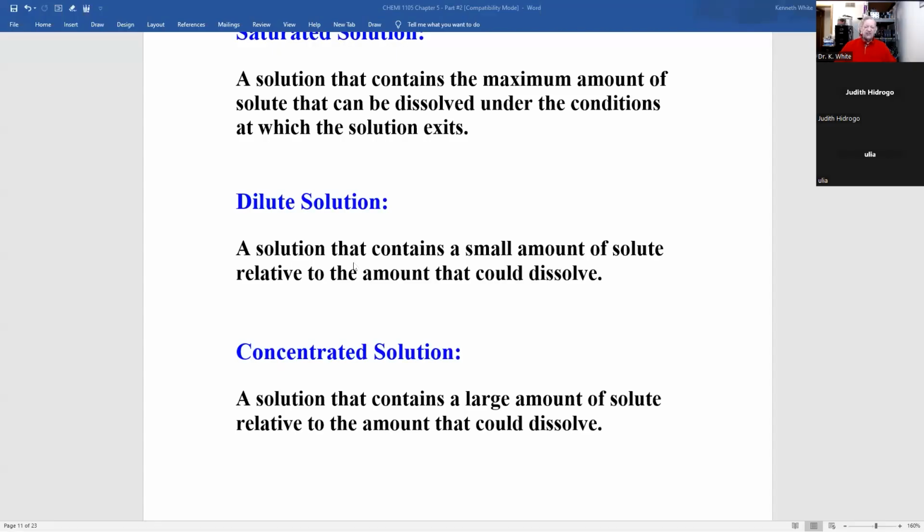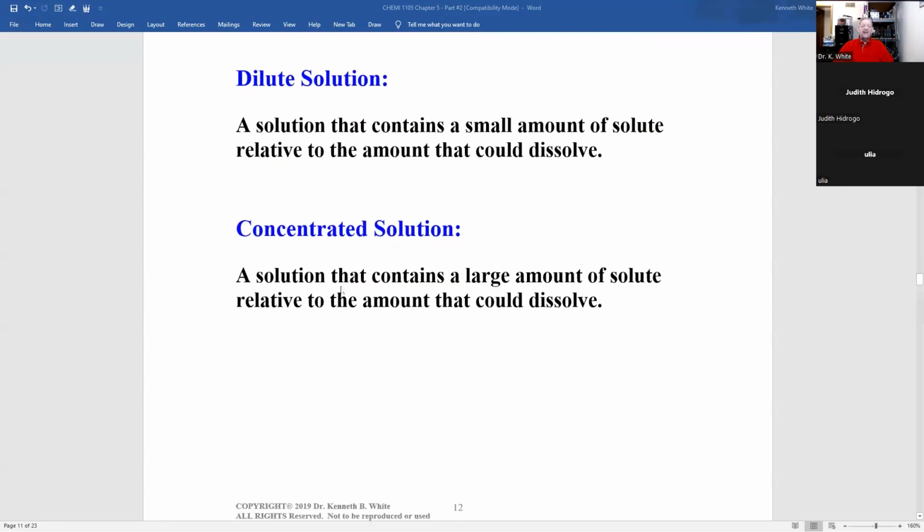So a dilute solution contains only a small amount of solute relative to the amount that could dissolve. Now, the opposite of that is a concentrated solution. A concentrated solution is a solution that contains a large amount of solute relative to the amount that could dissolve, which is what that bartender wasn't giving us.